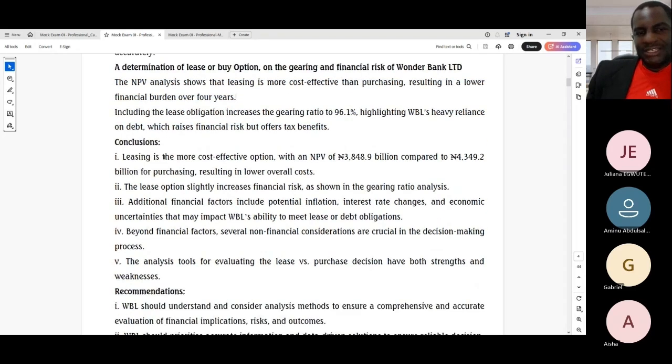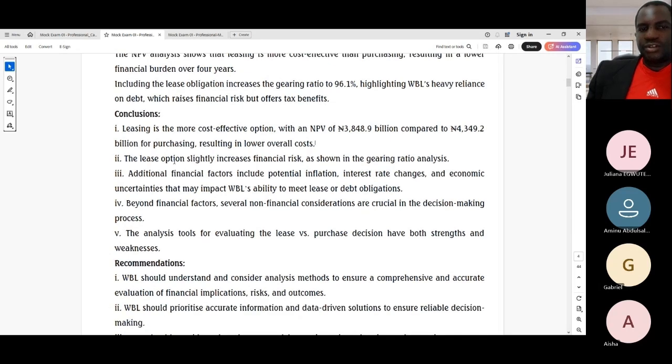Then the conclusion that we just discussed is what you should bring here in just one line. So the first one is leasing is more effective than purchase. Simple. Number 2, leasing options slightly increases financial risk. Simple. Number 3, additional financial factors include potential inflation. Simple term. Beyond financial factors, number 4, several non-financial considerations are crucial. Number 5, the analysis tools to evaluate lease have both strengths and weaknesses.